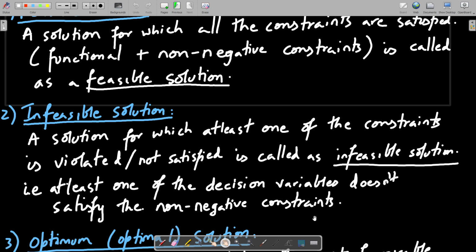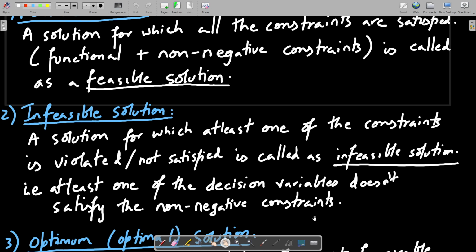Basically, at least one of the decision variables does not satisfy the non-negative constraints. When you solve the system of equations, you get a point, but that point is a negative point. We want only positive solutions to a problem, positive valued xi values, but you might get negative values.